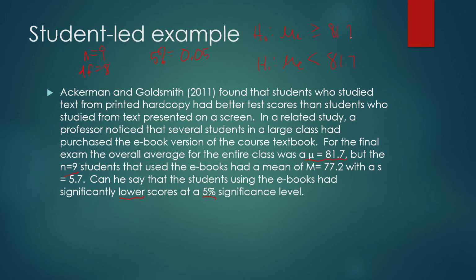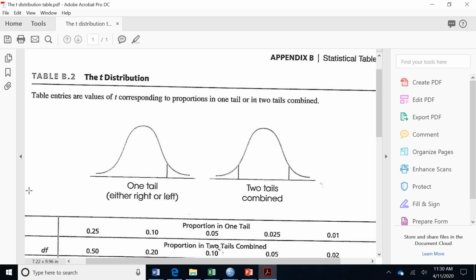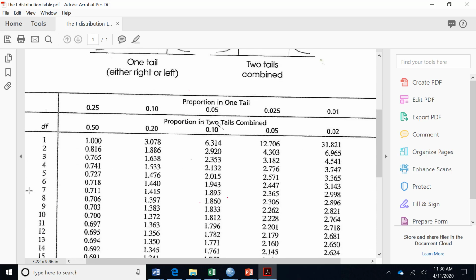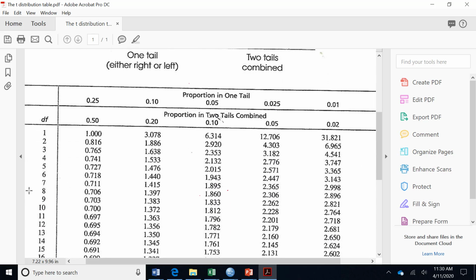Now we're going to go ahead and find our critical t from the table. So here we are at our t distribution table again. We said we're looking at proportions in one tail, and we said we had a 0.05 significance level, so we're in this column here. We also said that our degrees of freedom were 8. So if we come over here, this gives us a critical t of 1.86.